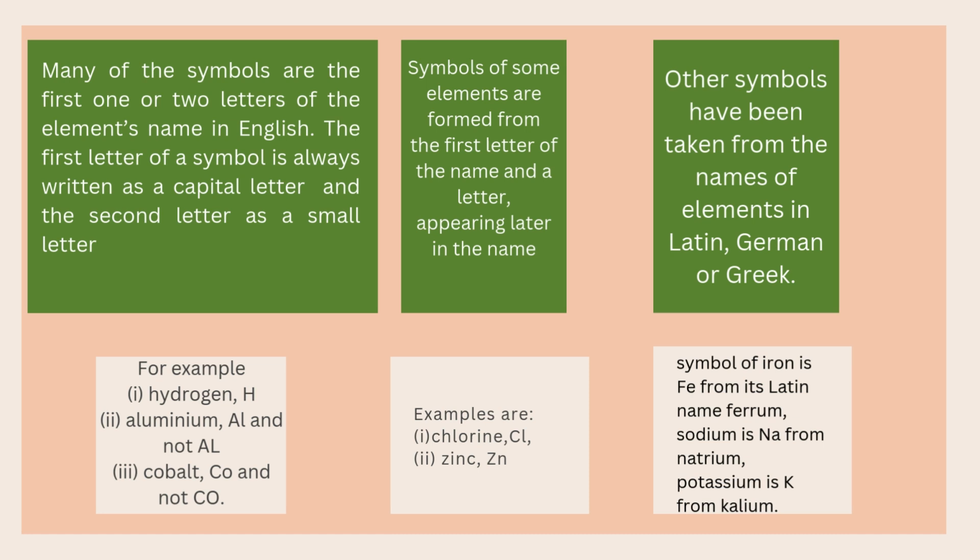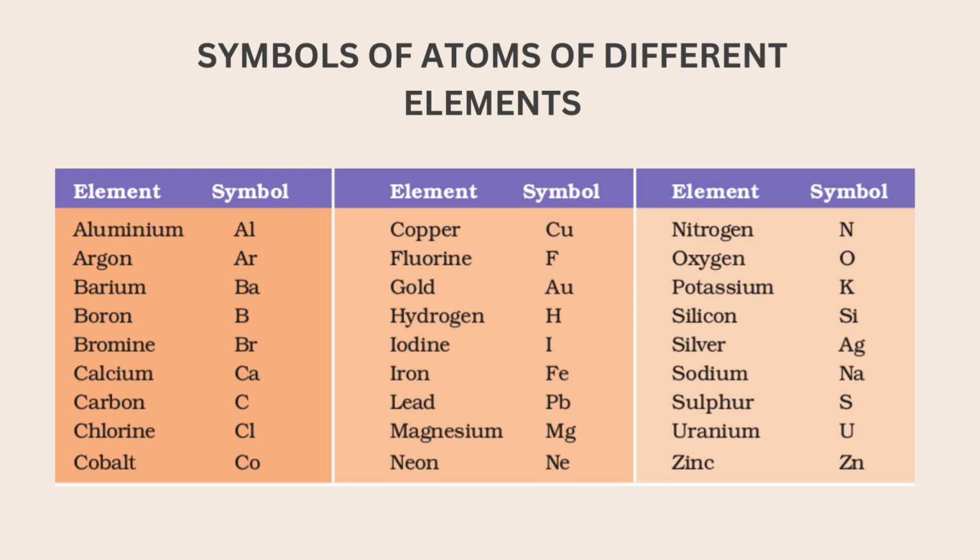The second point is that the symbols of some elements are formed from the first letter of the name and a letter appearing later in the name. For example, chlorine and zinc. And the last method is that other symbols have been taken from the names of elements in Latin, German, or Greek. For example, sodium and potassium. Symbols of atoms of different elements are given below.